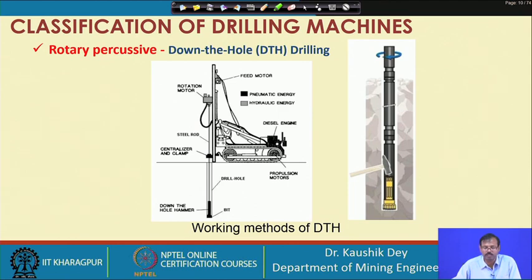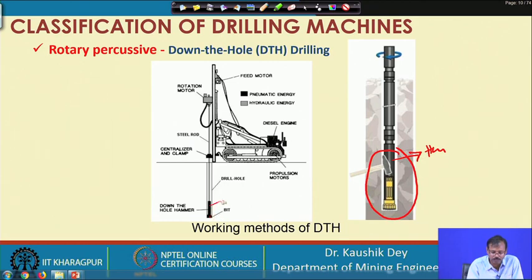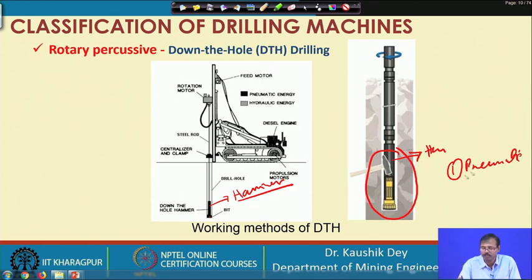You can see in this case the hammering is carried out in this portion, which is called the hammer, and the hammering action is carried out in this case. This is the bit, and on the top of the bit the DTH hammer, down the hole hammer, is placed. This hammer works from a motive power, which in most cases is pneumatic, but it may also be hydraulic.